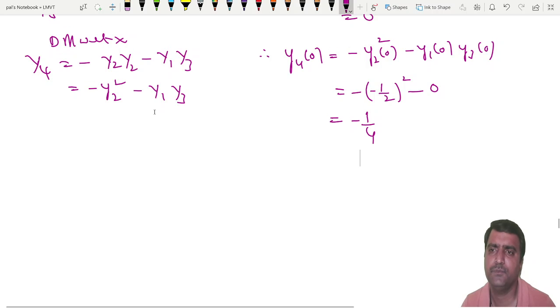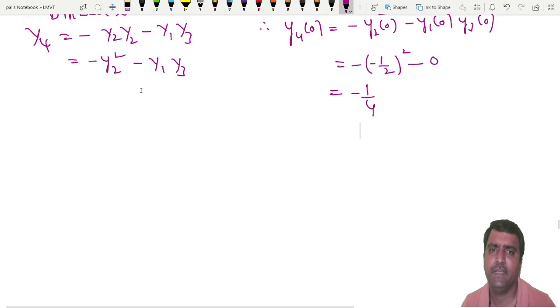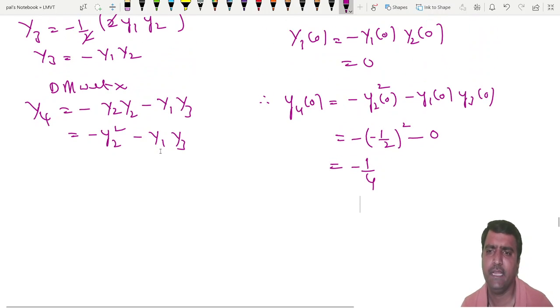As you need to find one more step. So I think y5 also 0. Let us see what happened. So differentiate this with respect to x, y4.